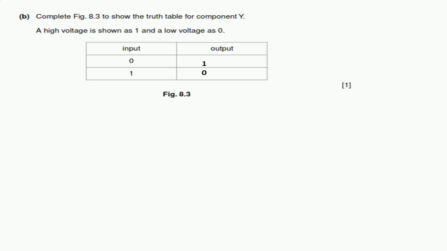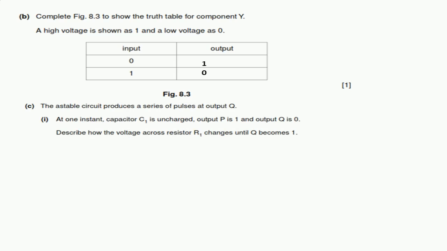So in this table, the correct answer is: if the input voltage is 0, then the output voltage will be 1 because component Y is a NOT gate. And in the second row, if the input voltage is high, meaning 1, the output voltage will be 0 because we are using the NOT gate. Remember that this question gives you 1 mark, and if you write both correct answers, then the examiner will give you the 1 mark.